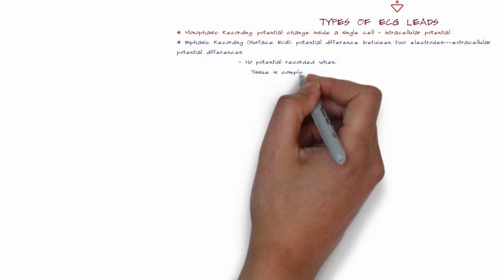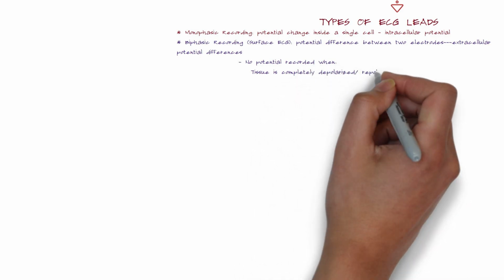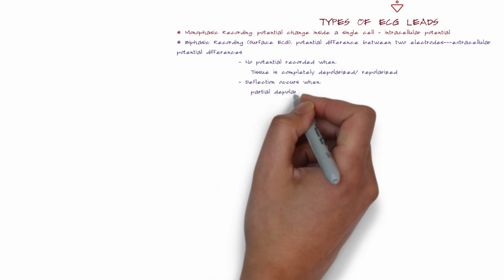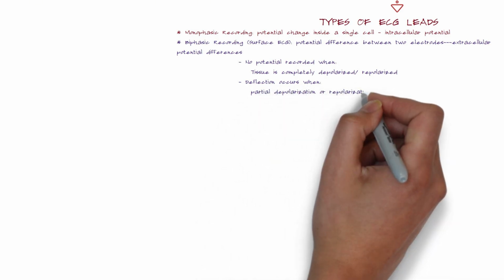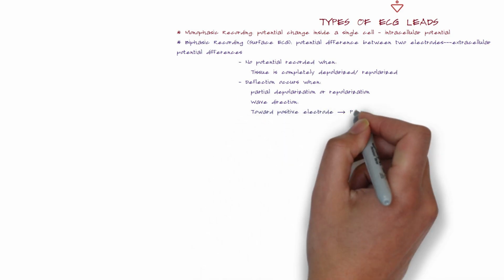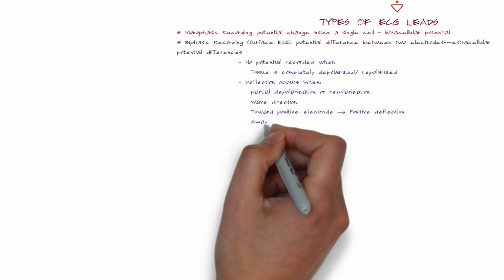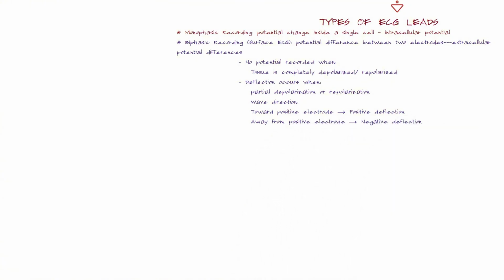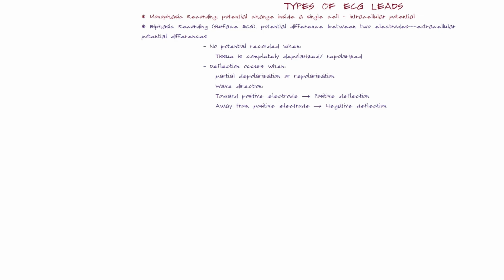In the biphasic record, no deflection is recorded when the tissue is completely depolarized or repolarized. A wave or deflection appears only during partial depolarization or repolarization. So if the depolarization moves towards the positive electrode, the deflection is positive. If it moves away, the deflection is negative.